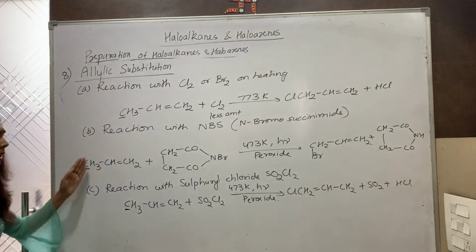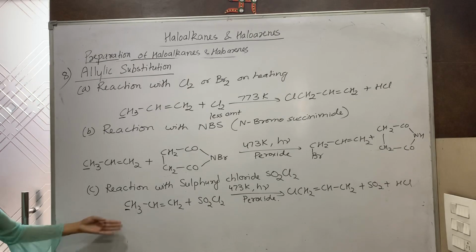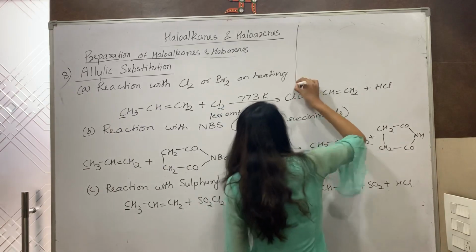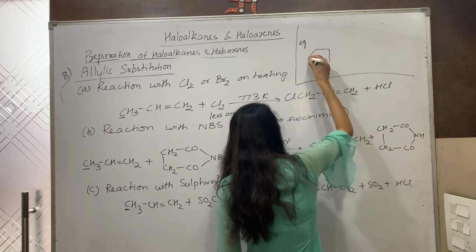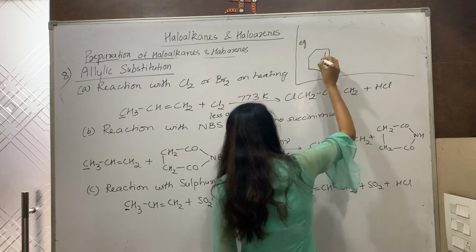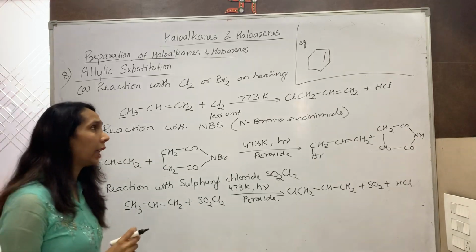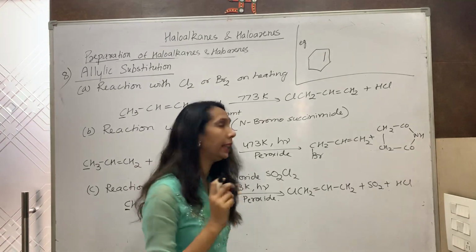It is not necessary that in all these reactions I take up only propene. We can take any other compound. I'm taking one of the examples here for allylic substitution. I just take up this as an example. Which is this compound? This is cyclohexene.